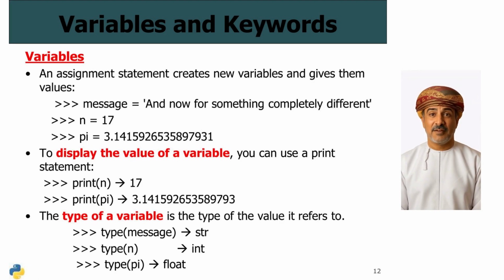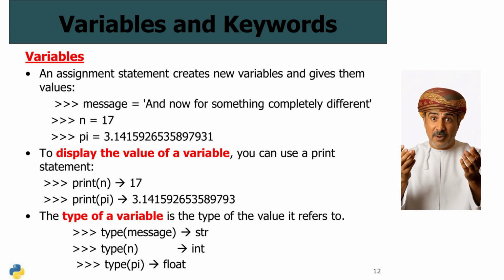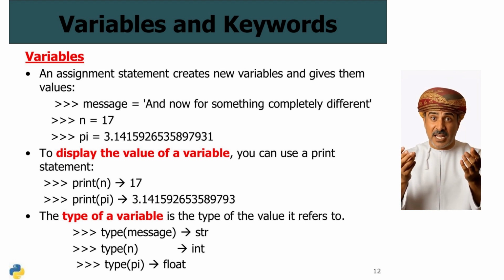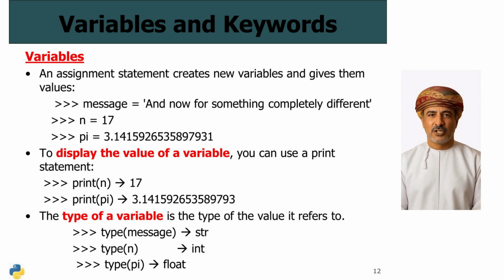Assignment statements create variables and assign values, like message with a string, n with an integer, and pi with a float. Use print statements to display values, such as print n showing 17. The type function reveals variable types: type message returns str, type n returns int, and type pi returns float.